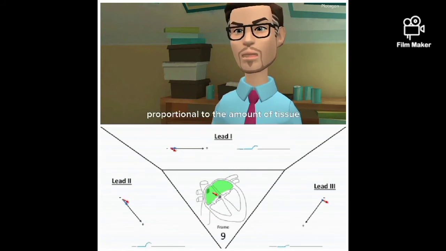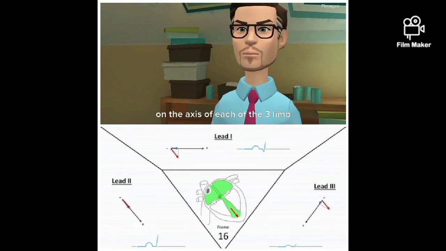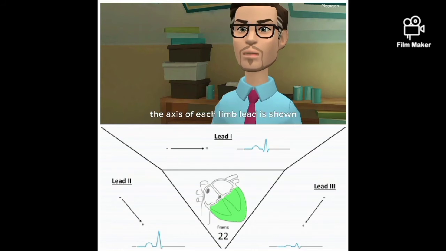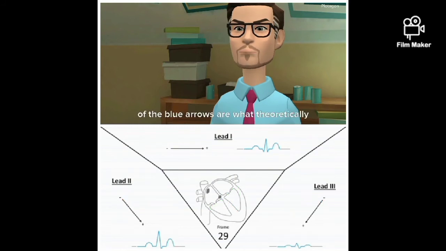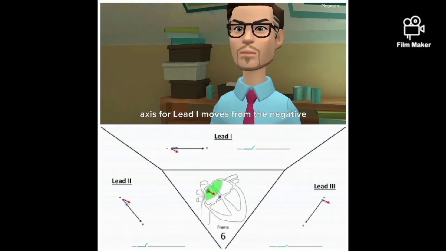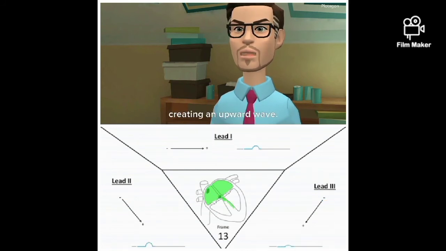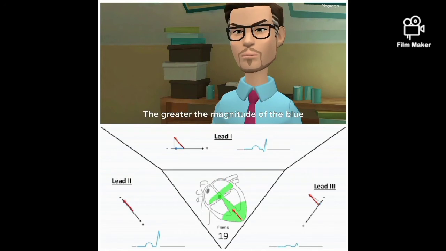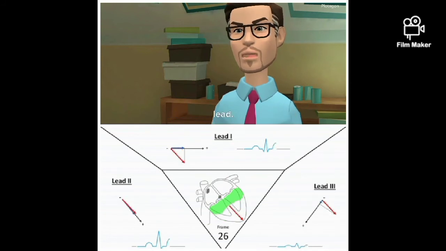The magnitude of the red arrow is proportional to the amount of tissue being depolarized at that instance. The red arrow is simultaneously shown on the axis of each of the three limb leads. Both the direction and the magnitude of the red arrow's projection onto the axis of each limb lead is shown with blue arrows. Then, the direction and magnitude of the blue arrows are what theoretically determine the deflections on the ECG. For example, as a blue arrow on the axis for lead I moves from the negative electrode to the right, towards the positive electrode, the ECG line rises, creating an upward wave. As the blue arrow on the axis for lead I moves to the left, a downward wave is created. The greater the magnitude of the blue arrow, the greater the deflection on the ECG for that particular limb lead.